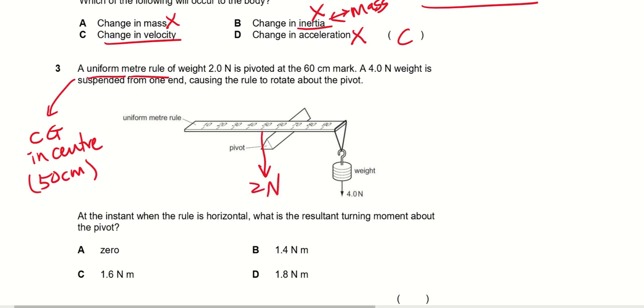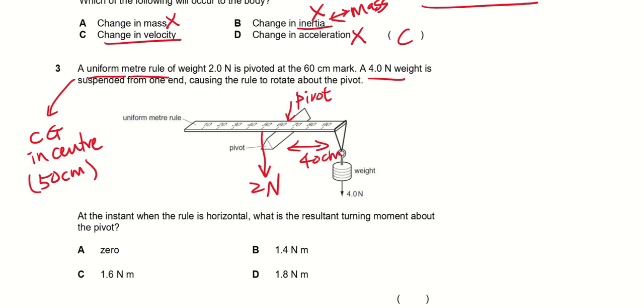It's pivoted at the 60 cm mark. So this is where the pivot is. And I have a 4 Newton weight suspended from one end. So it causes it to rotate about the pivot, right? Because the perpendicular distance here is 40 cm, the moment will be 4 times 40, so it's 160 Newton cm. For this 2 Newton, the perpendicular distance is 10 cm, so it will be 20 Newton cm.